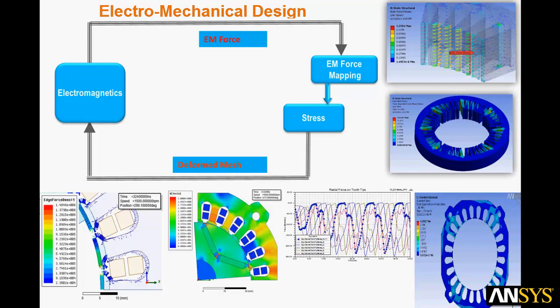The next step is electromechanical design. In this case, we map the electromechanically induced forces to a finite element stress analysis in ANSYS Mechanical. Again, automated procedures in ANSYS Workbench streamline the process. The mechanical stresses deform the geometry, and the deformed mesh information can be passed back to Maxwell for further electromagnetic simulation.